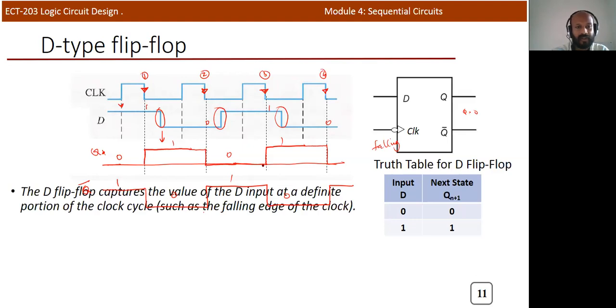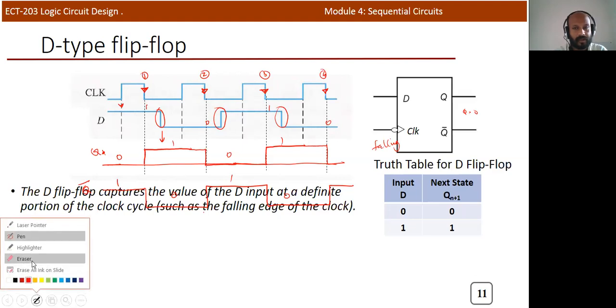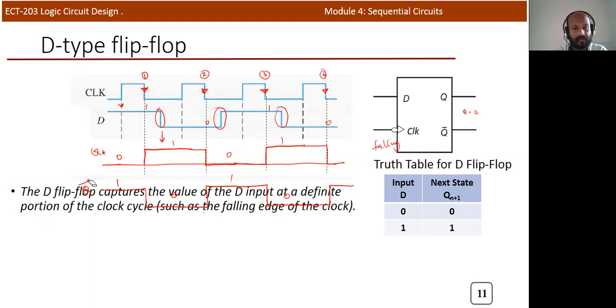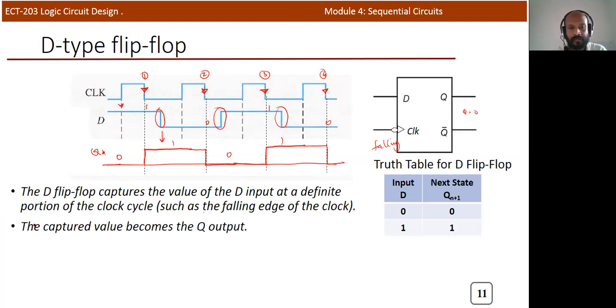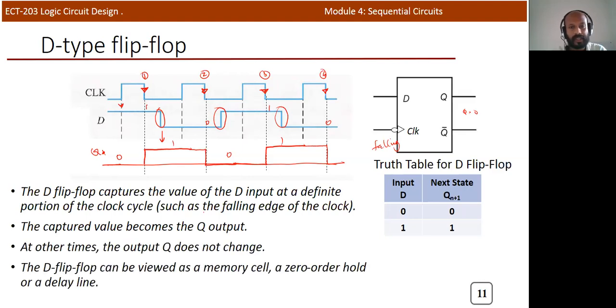The same thing: D flip flops capture the value of the D input at a definite portion of the clock cycle, here in the case of the falling edge, and the captured value becomes the Q output. At any other time, Q does not change. The same thing.